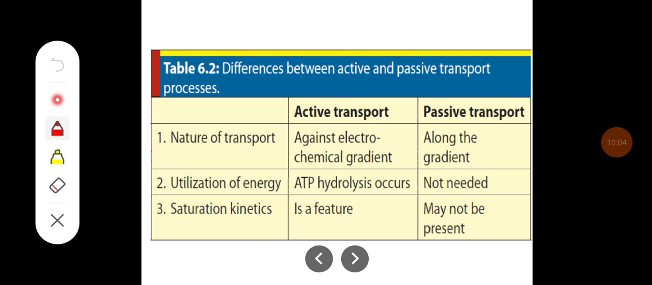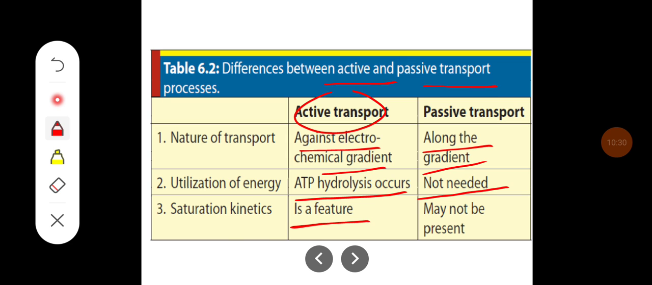So here are some of the differences between active and passive transport. In active transport, usually the substances are transported against the electrochemical gradient, whereas in passive transport it is along the gradient. Utilization of energy occurs with active transport. Energy is not required in passive transport. Saturation kinetics is a feature of active transport since they require carrier proteins, but in passive transport saturation kinetics may not be present.